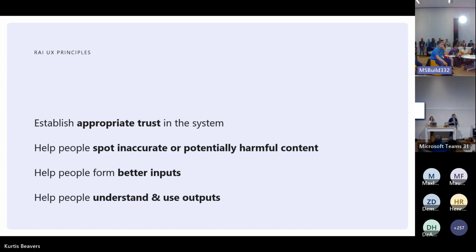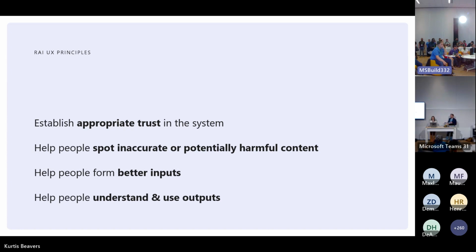One is establishing appropriate trust in the system. LLMs are pretty powerful, amazing things, but they make mistakes. And so it's really important that we help the users understand those limitations as well as capabilities. Help people spot inaccurate or potentially harmful content, help people form better inputs.